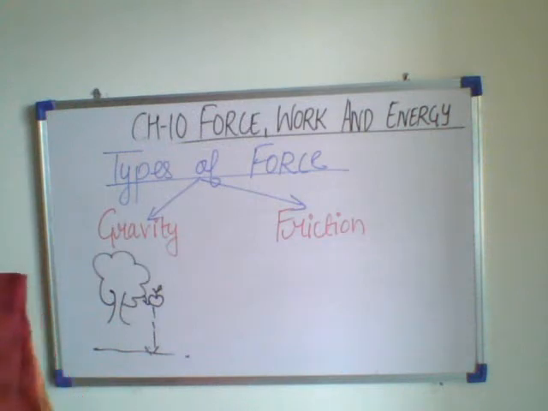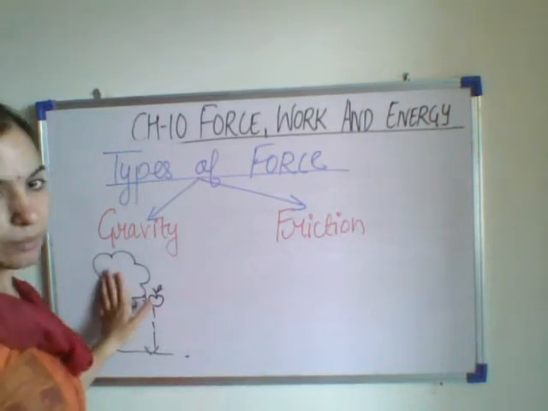The ball, when you throw, first it goes up and then it falls back to the ground. This is because of gravity. Gravity is the force that pulls every object down towards the center of the earth. It is because of gravity that objects like leaves and fruits fall down instead of going up.